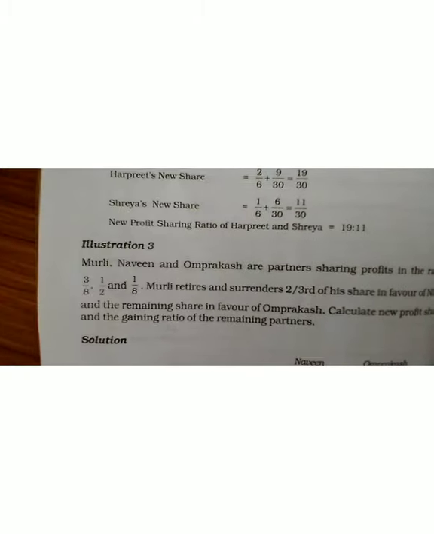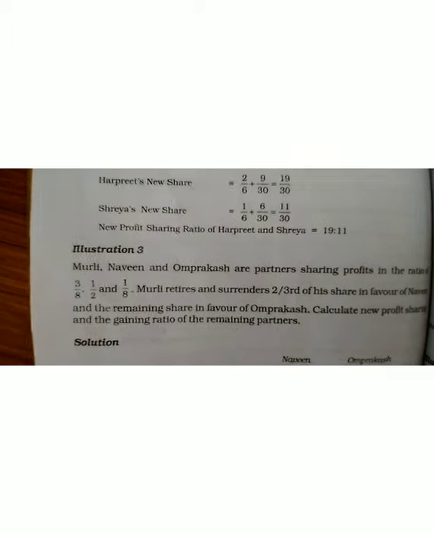This is the first problem. Dear students, you can observe another problem here we have. Murali, Naveen and Om Prakash are partners sharing profits in the ratio of 3 by 8, 1 by 2 and 1 by 8. Murali retires and surrenders 2/3 of his share in favor of Naveen.